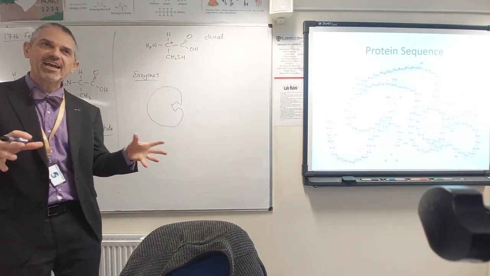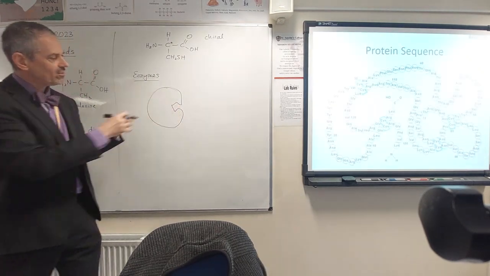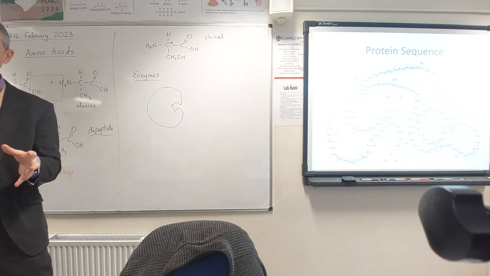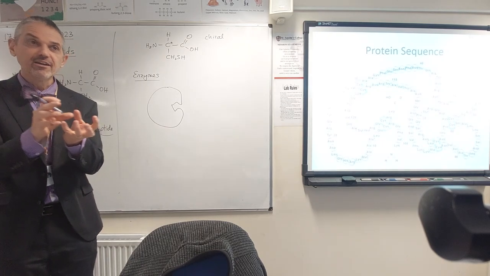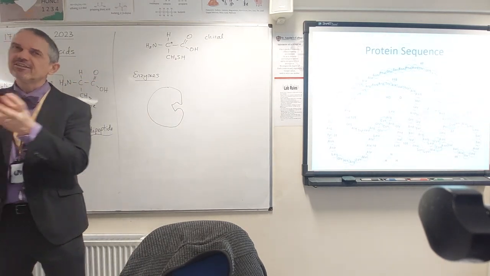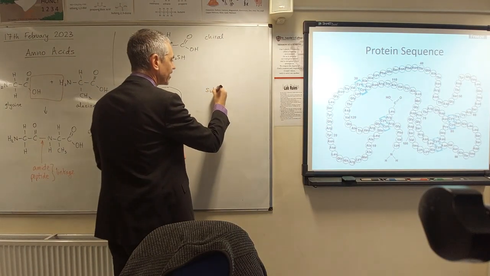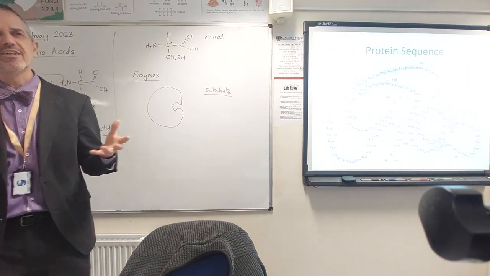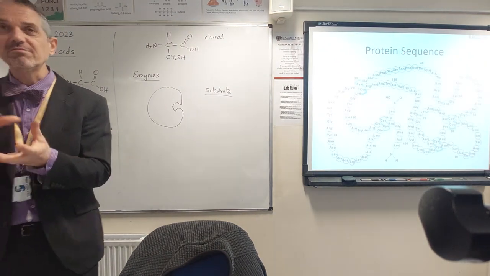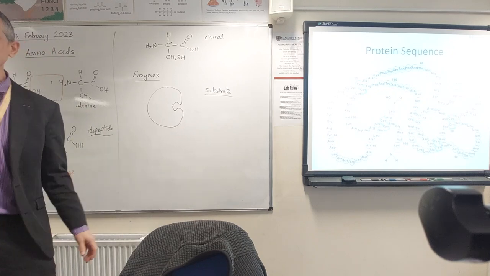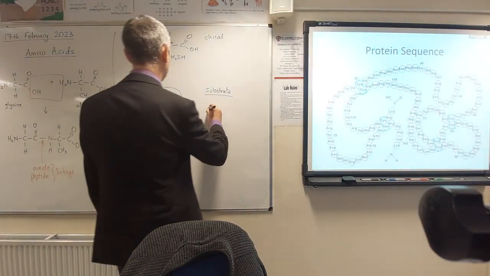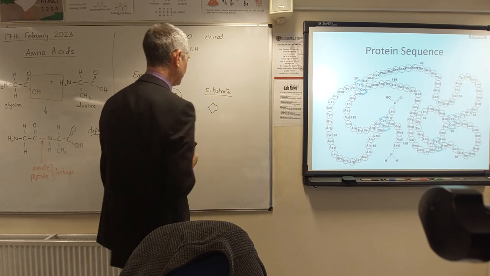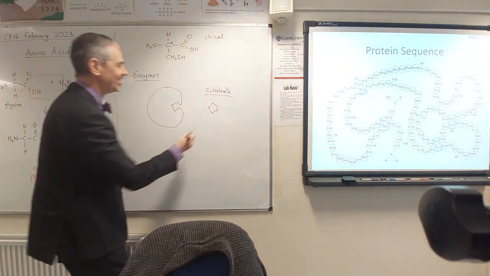But on top of that, the lock would have a very specific chiral structure. The three-dimensional structure of that will only fit the substrate, which is the bit that goes into it, that has the right charges and the right 3D chiral stereo orientation to fit into that. Can I draw it now? It's going to be hard. There we go. That's my substrate.